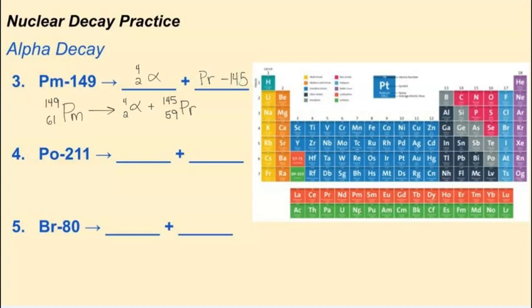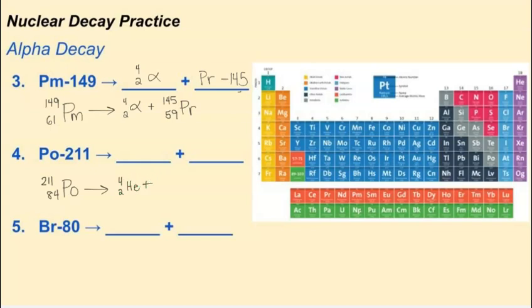On to number 4, we have Po-211 undergoing alpha decay. So we'll start by writing our full symbol, Po-211. And of course, Po's atomic number is 84. It is right here on the periodic table. So we'll add in that atomic number of 84. And then when it undergoes alpha decay, it emits that alpha particle with a mass of 4 and an atomic number of 2. And we just need to figure out what that other particle is.